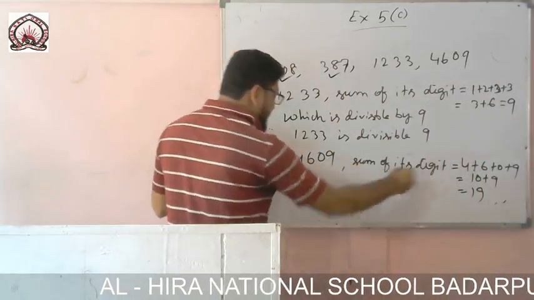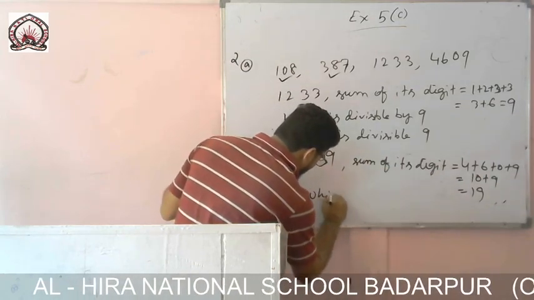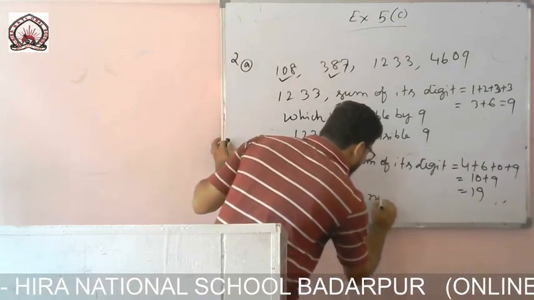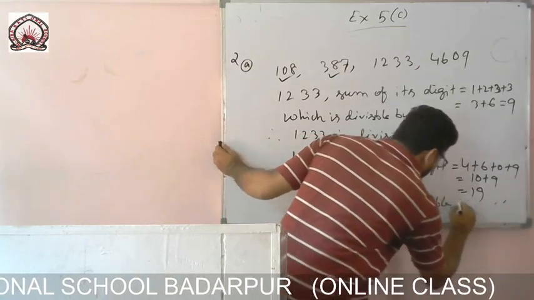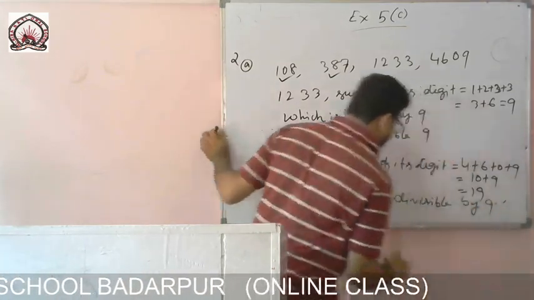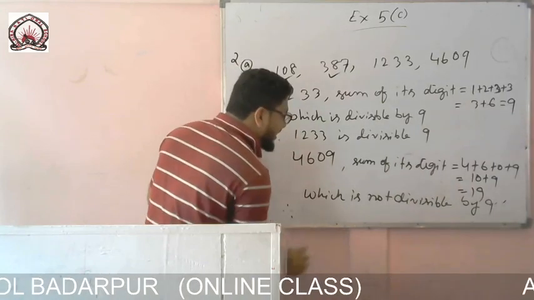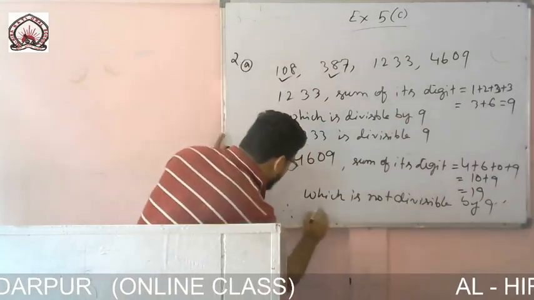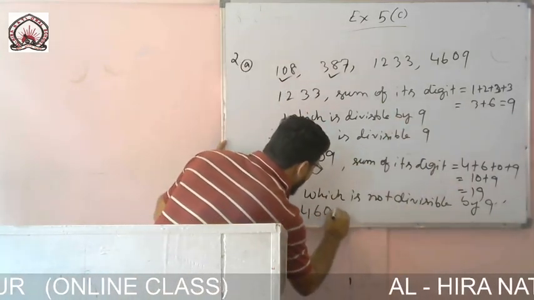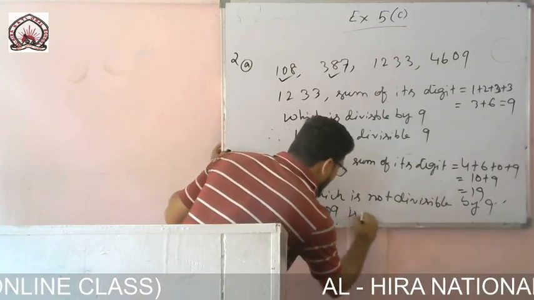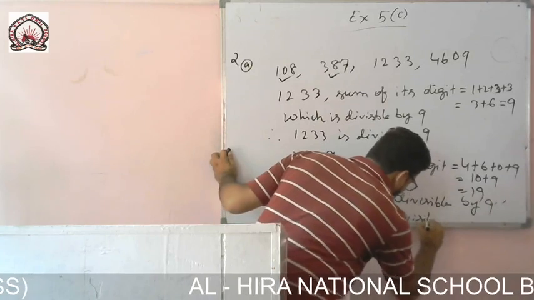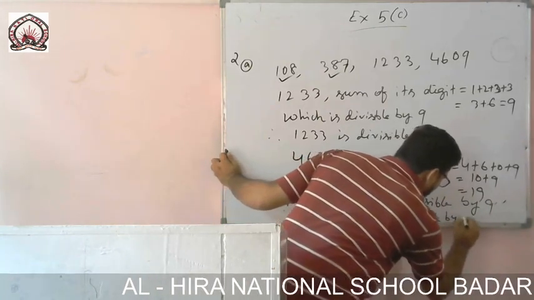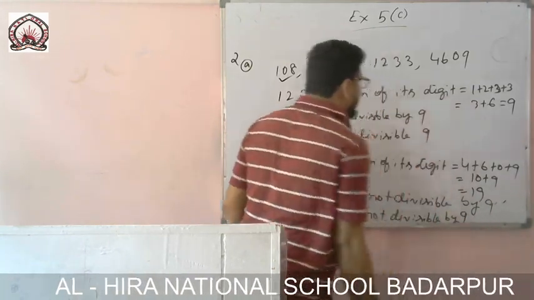So write: 19, which is not divisible by 9. Therefore the whole number is not divisible by 9. Therefore 4609 is not divisible by 9.